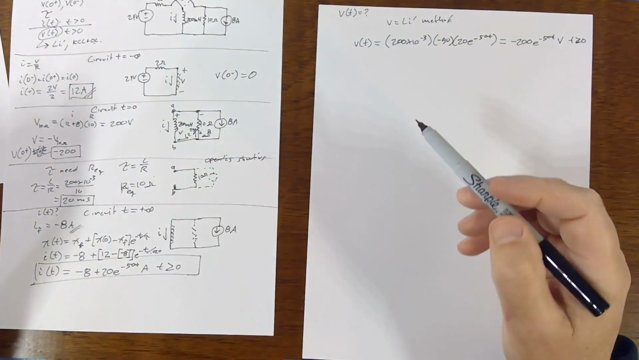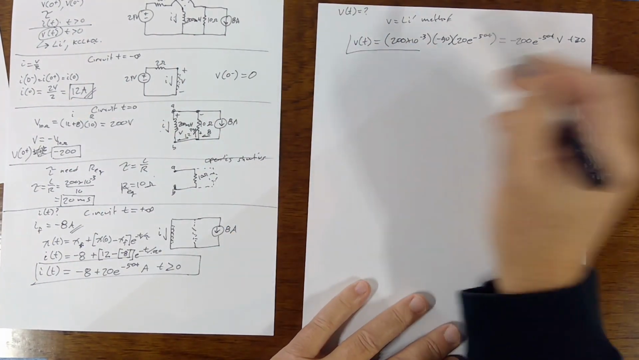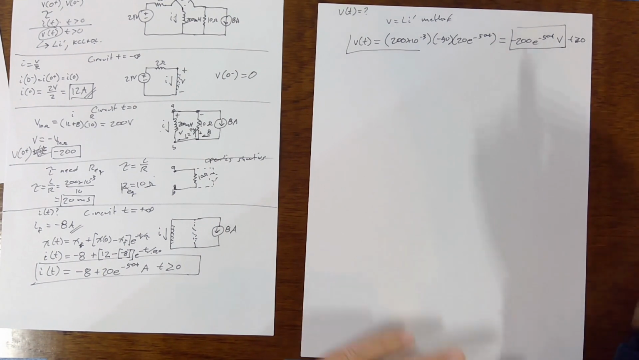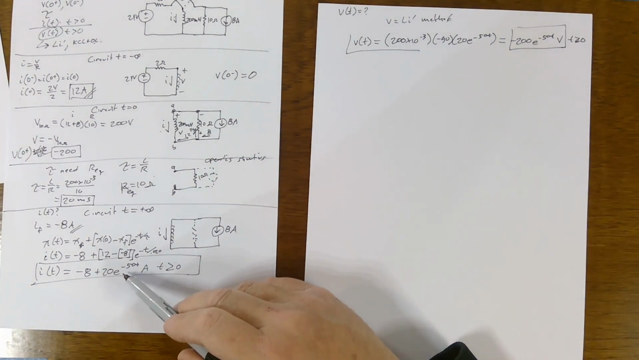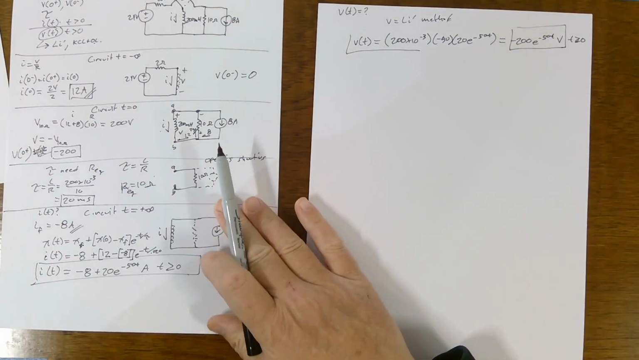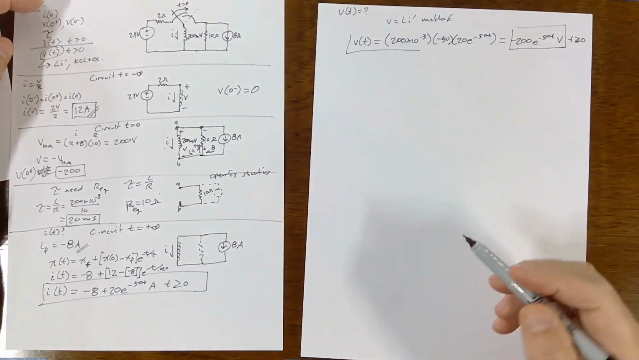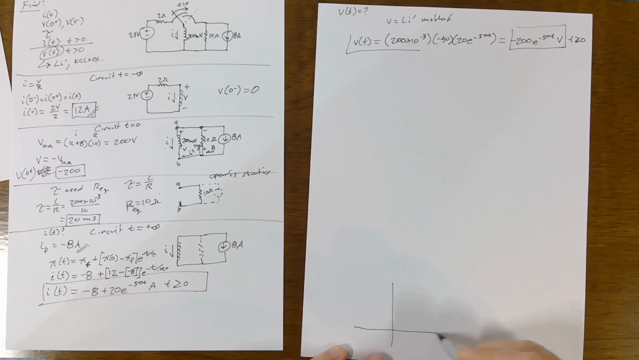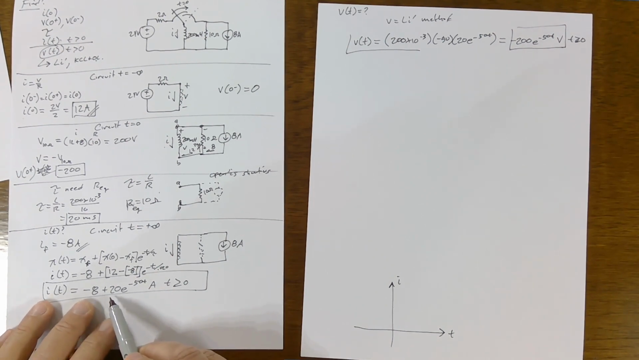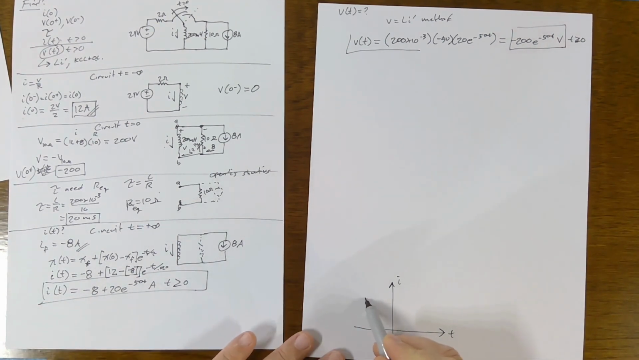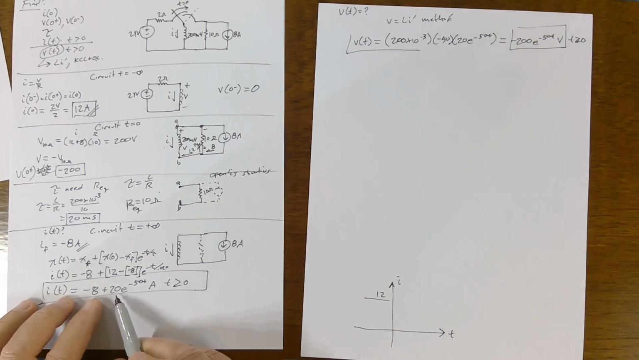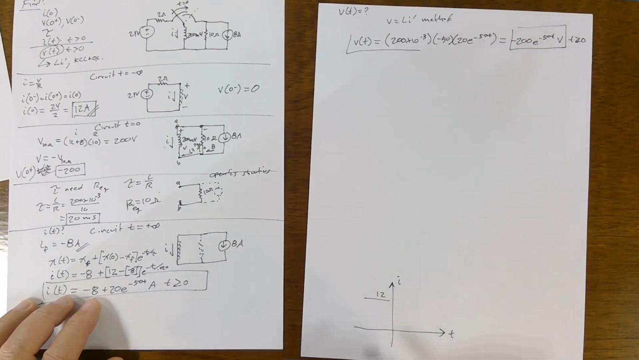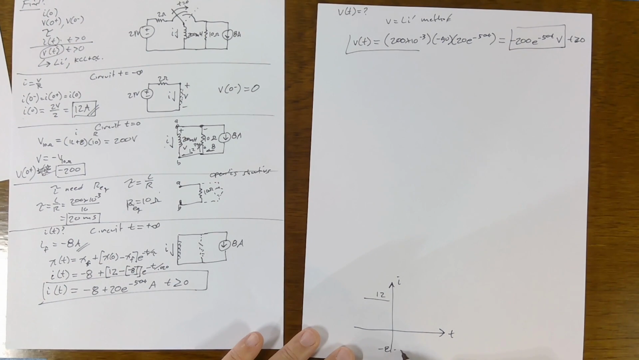So we have I as a function of time and V as a function of time. Let's graph them. For I, 20 minus 8 is 12, so it starts out at 12 and then decays down to minus 8. So it's asymptotic to minus 8.